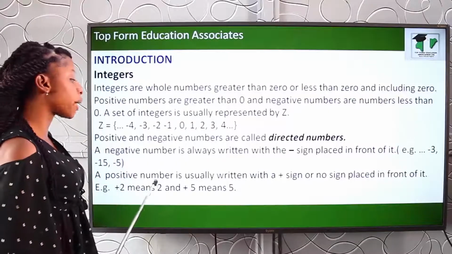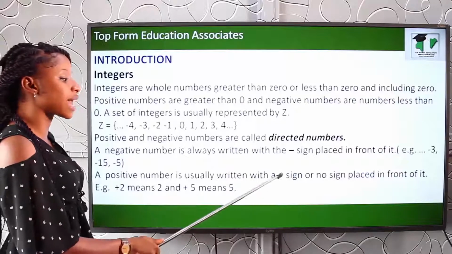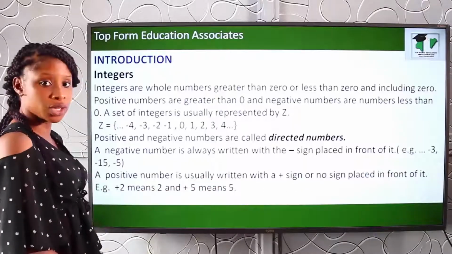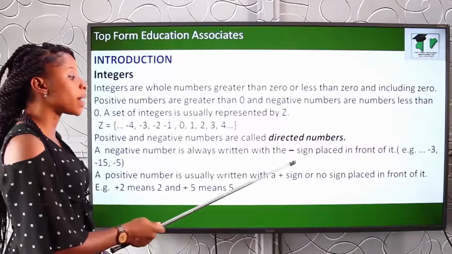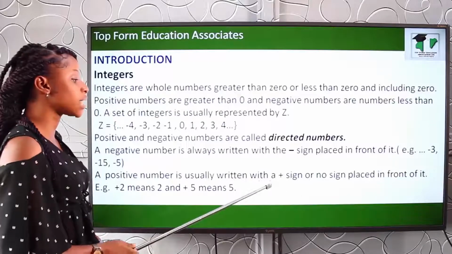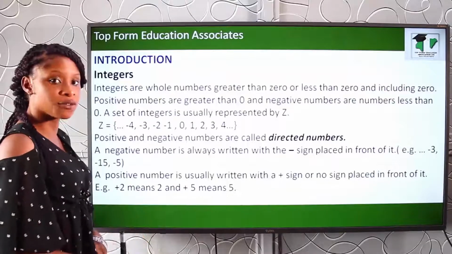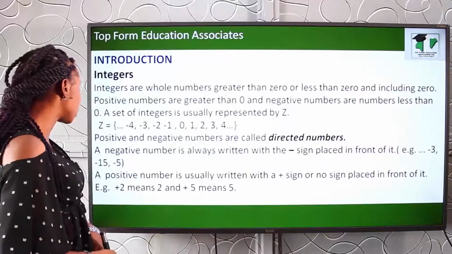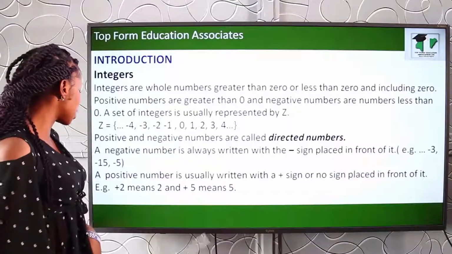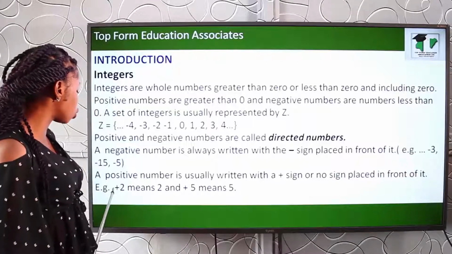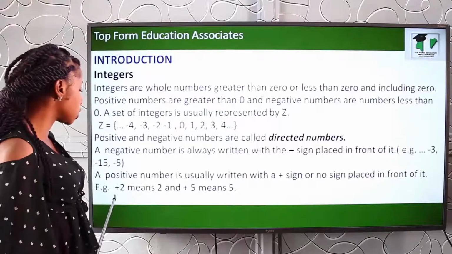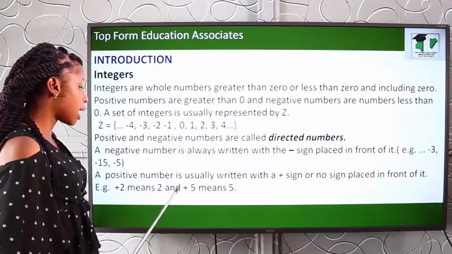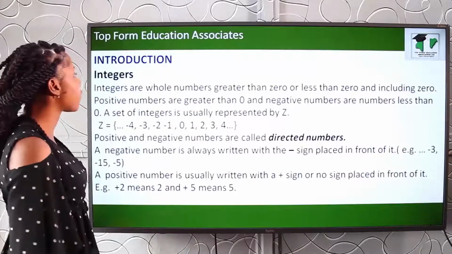While a positive number is usually written with a plus sign, or no sign at all, in front of it. While the negative number has the minus sign written in front, the positive number can have a plus sign in front of the number or no sign at all, and it represents a positive number. Now look at this example. We have +2 with the plus sign written in front of it. It also means 2, with or without the plus sign. And +5 also means 5.